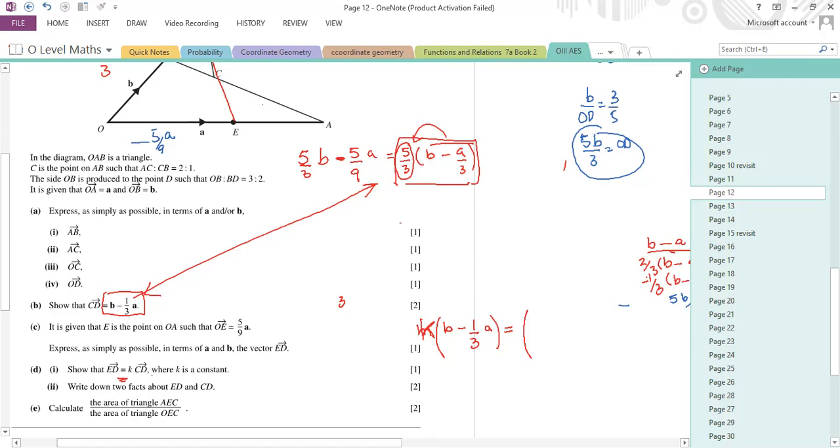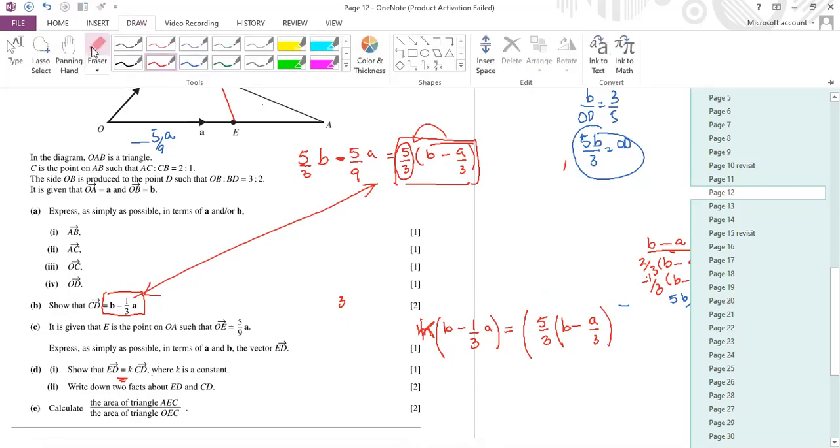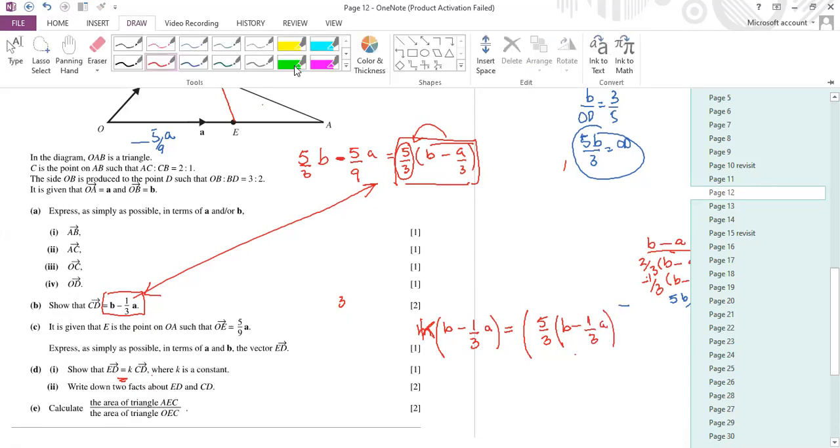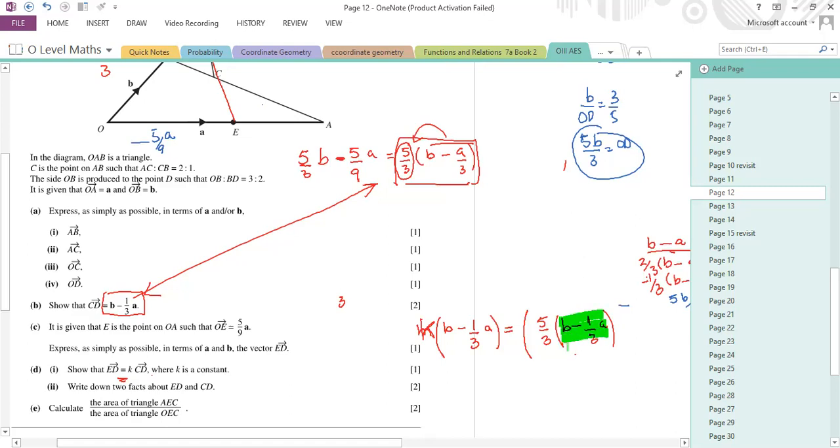ED is this: 5 third B minus A upon 3. You can also write it, I have said it previously as well, I'm writing it again, you can also write it 1 third A. So now you can very well see this. We are finding the value of K. See, this and this are the same. So we compare this with this. So K is constant, and we have already seen that this is equal, right?